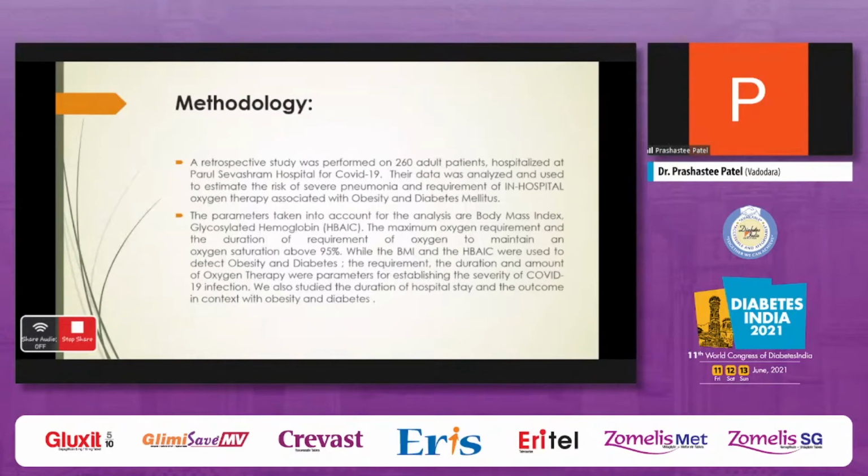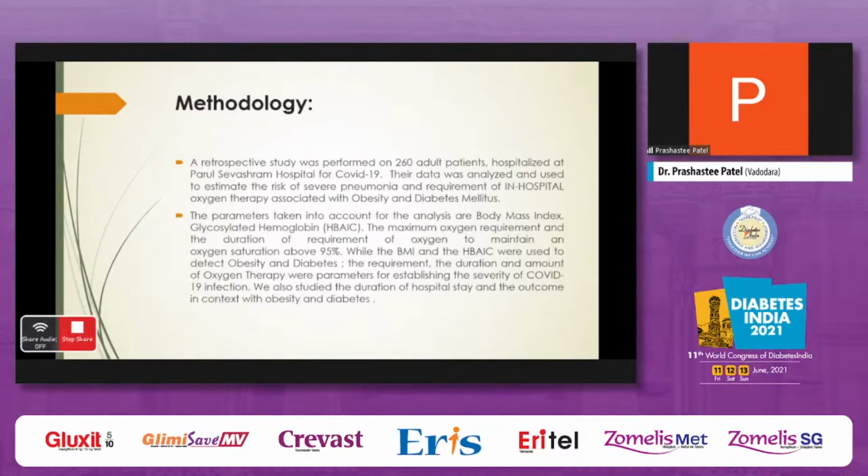The methodology of our study: it was a retrospective study performed on 260 adult patients hospitalized at Parul Sevashram Hospital for COVID-19. The data was analyzed and used to estimate the risk of severe pneumonia and the requirement of in-hospital oxygen therapy associated with obesity and diabetes mellitus.